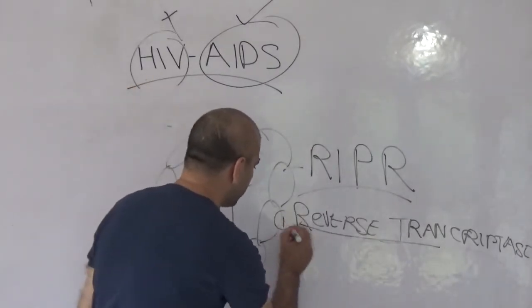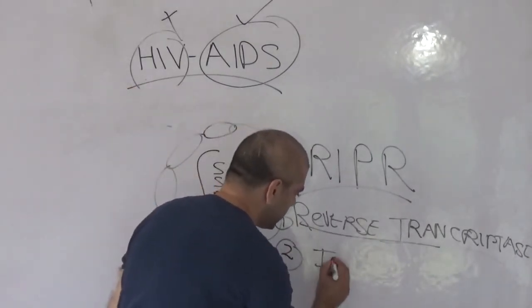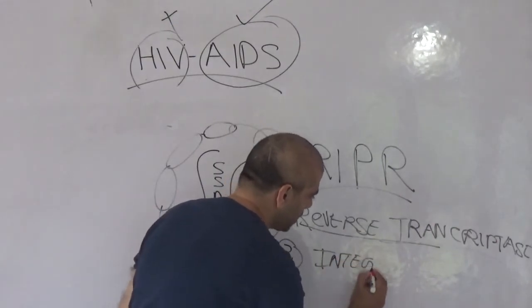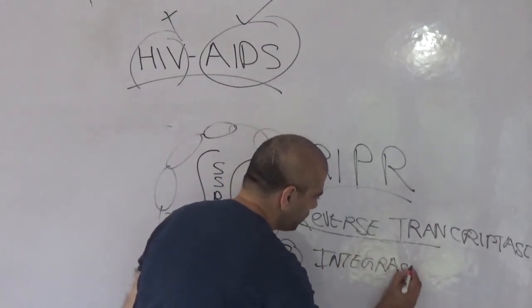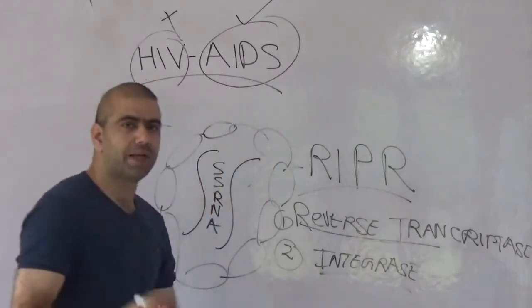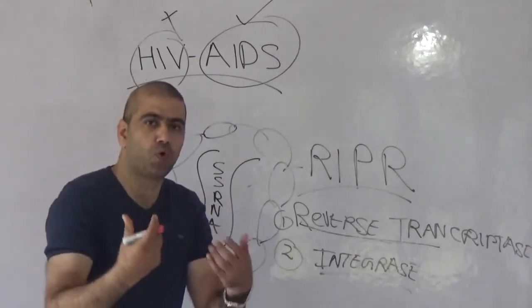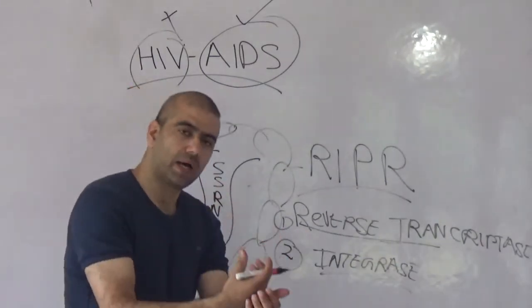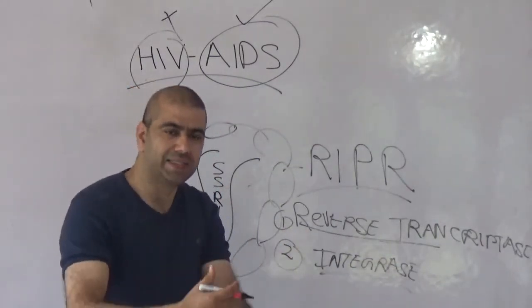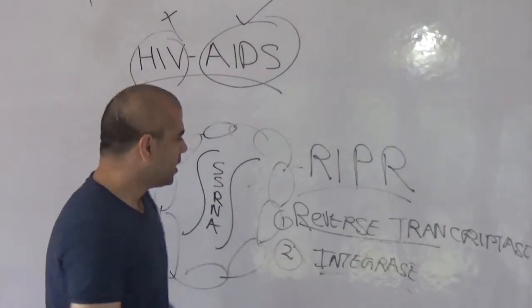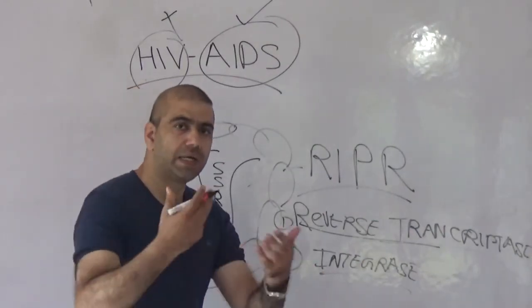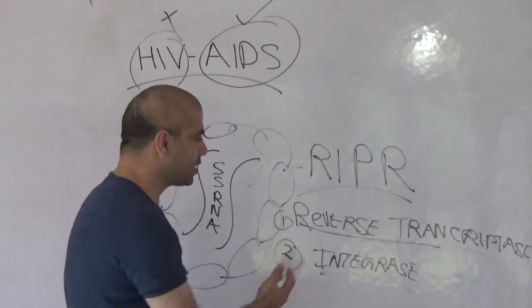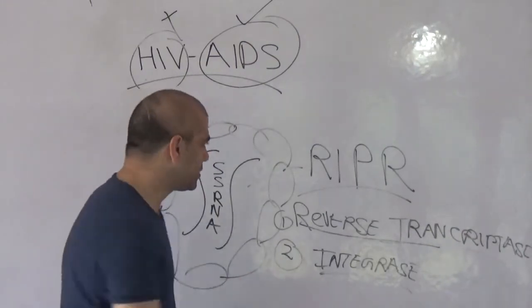Second is integrase. This integrase will help the DNA, called proviral DNA, which is converted from RNA to cDNA, and then cDNA is changed into DNA, and now that DNA needs to get integrated into the host genome. So the enzyme required will be integrase.